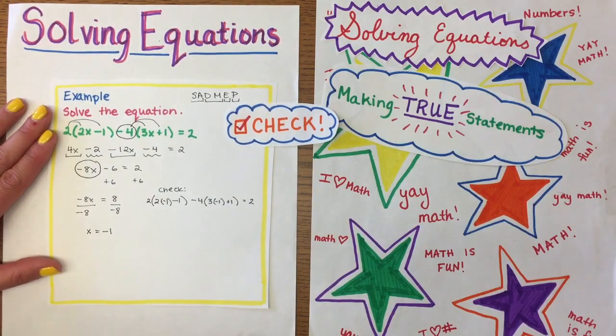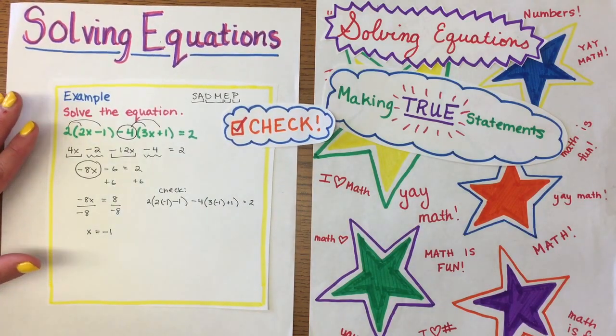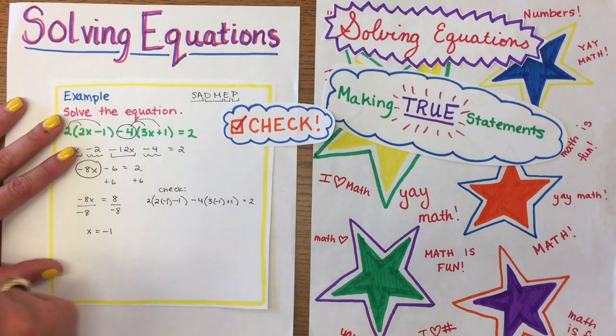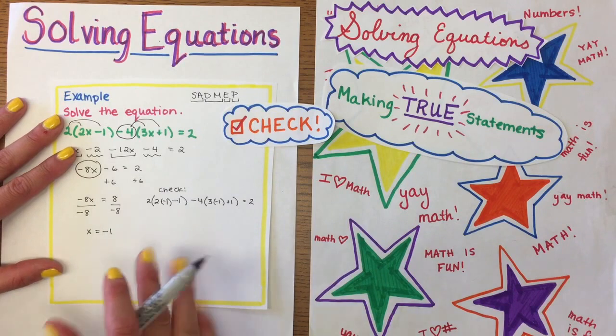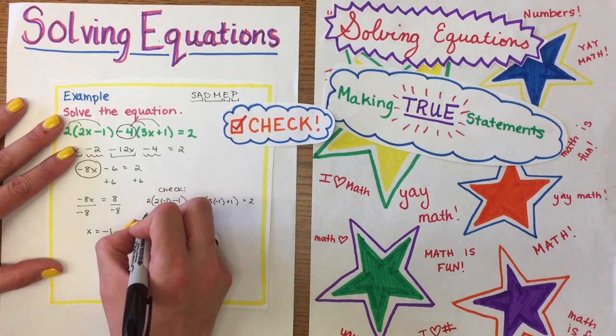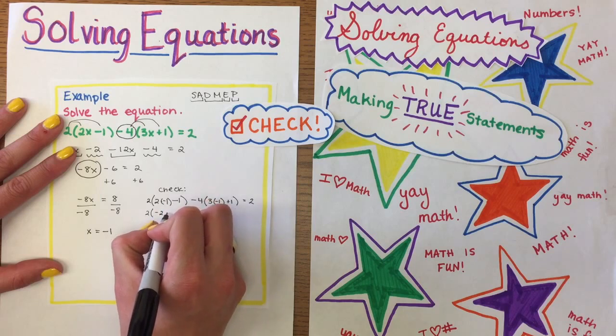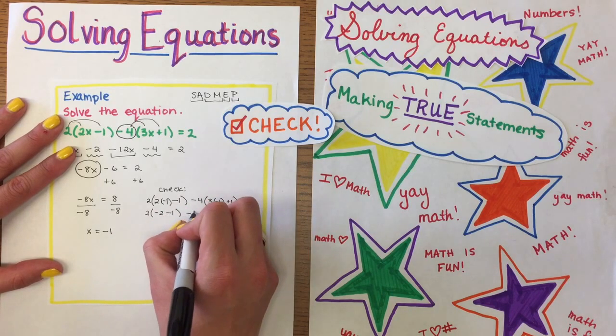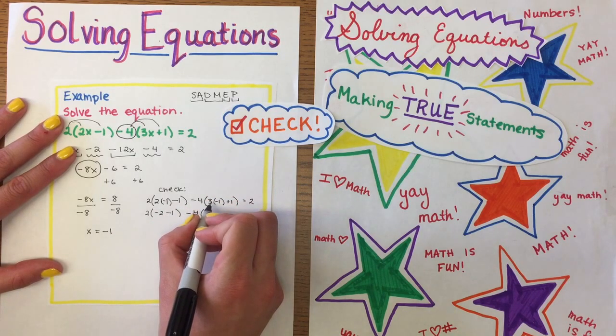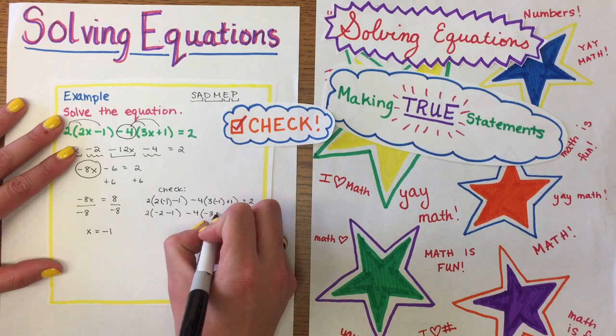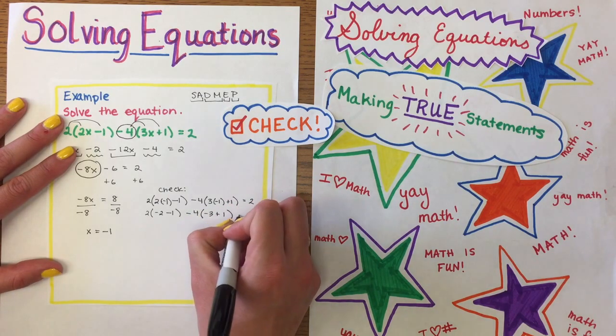Now I'm going to be using PEMDAS. I just used SADMAP, and now I'm going to use PEMDAS to solve this. I need to work through what's inside the parentheses, and first I'm going to multiply this out. So 2 times negative 1 is negative 2 minus 1. Inside my other set of parentheses, 3 times negative 1 is negative 3 plus 1.